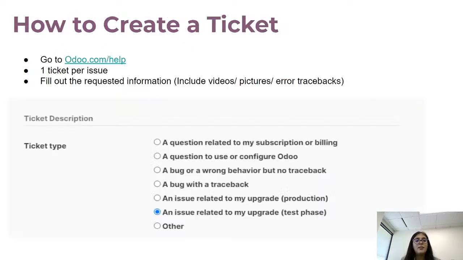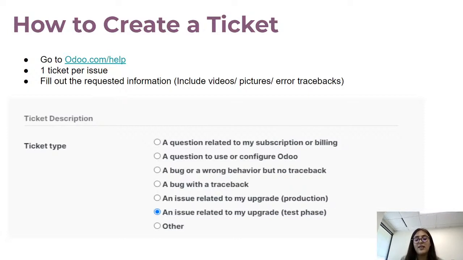And now another important topic is how to create a ticket. So I am testing, my team is testing. We've encountered 5 issues on the database. The first thing you're going to do is go to odoo.com/help. Fill out the request. It's going to ask you for your subscription number, the email of the person in charge, and at the bottom you'll have something called the ticket description. For the ticket description, make sure that you select an issue related to my upgrade test phase.